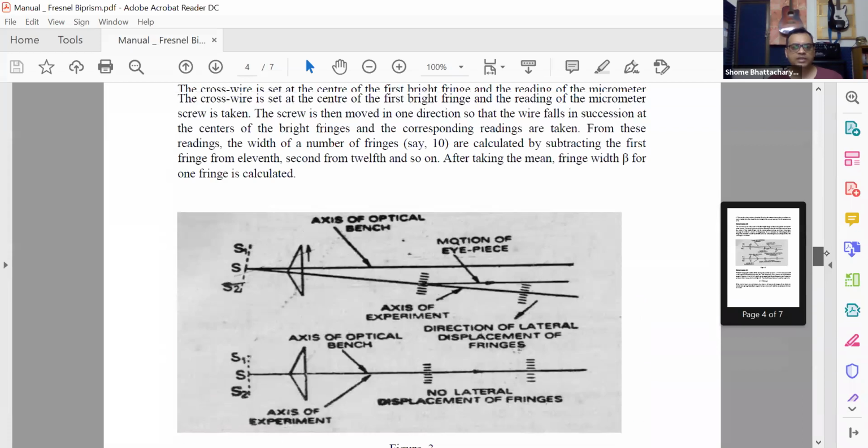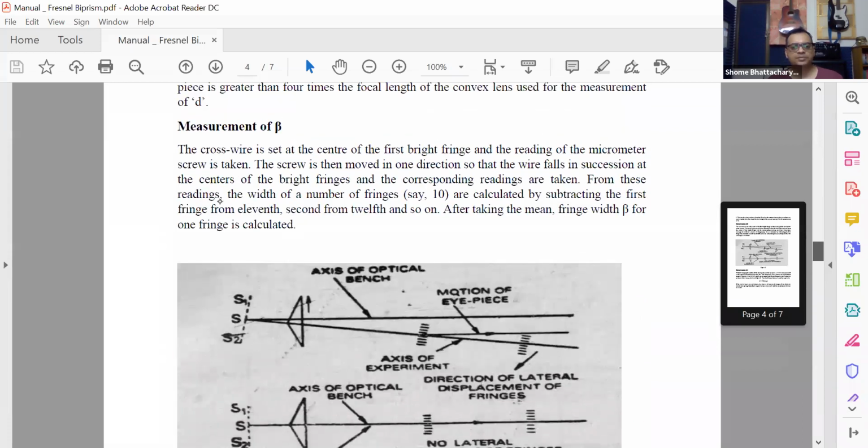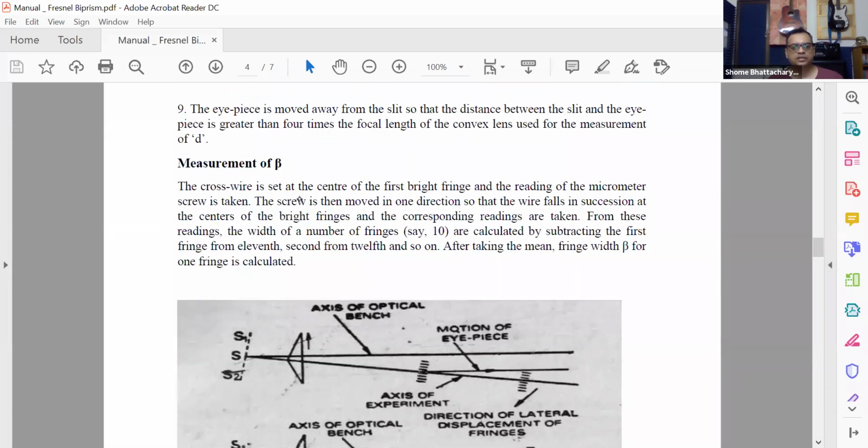So for measurement of fringe width, the eyepiece that we are talking about is moved along the screen such that it moves from dark to bright fringe. Now, to minimize the experimental error, we always count a large number of fringes. So we count something like 10 fringes at a time and measure the distance between them, and then divide it by 10 to get the fringe width. So that's how beta, the fringe width, is measured.